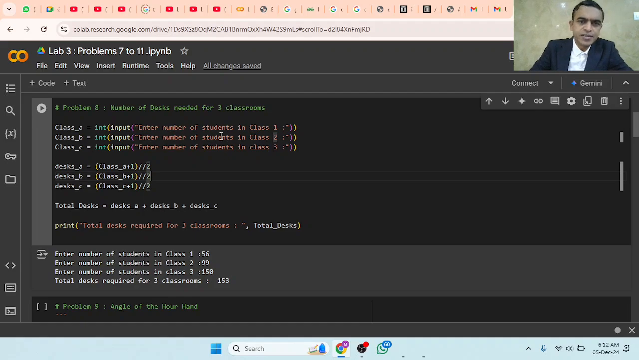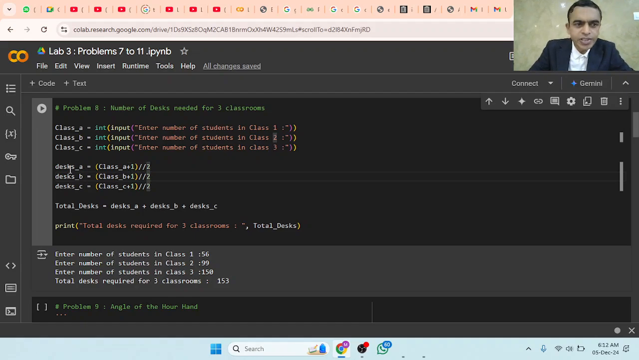Now we first ask how many students are there in the 3 classrooms. So I define 3 variables. Class A, enter number of students in class 1, right? And it is a string, we convert it into integer. Number of students will be an integer. Full students are expected to come in the class. Class B, class C. So I define these 3 variables, class A, class B and class C.